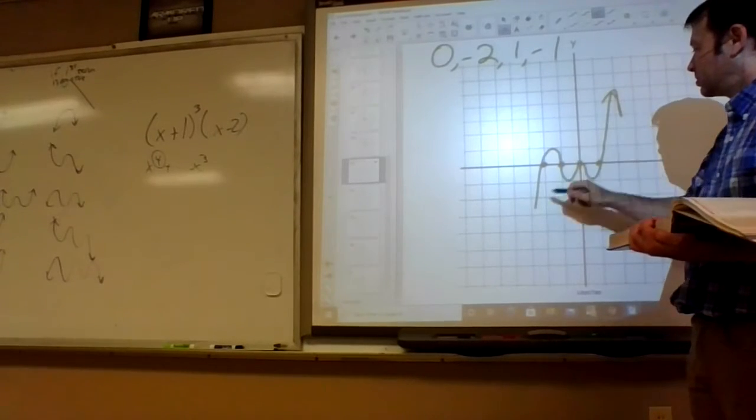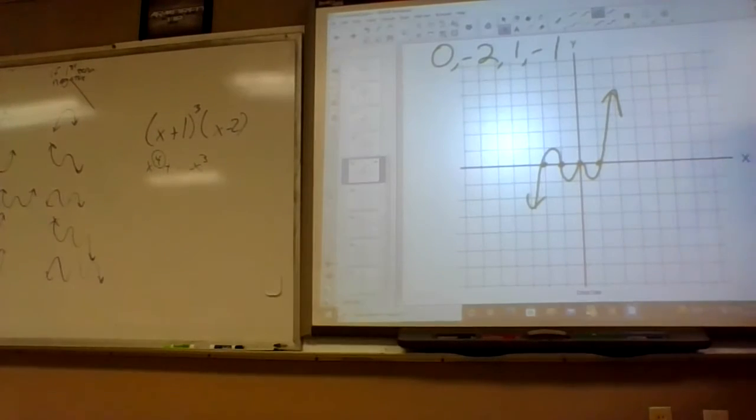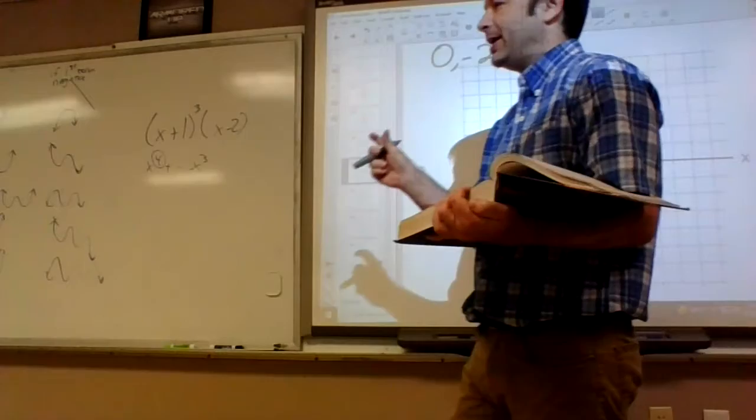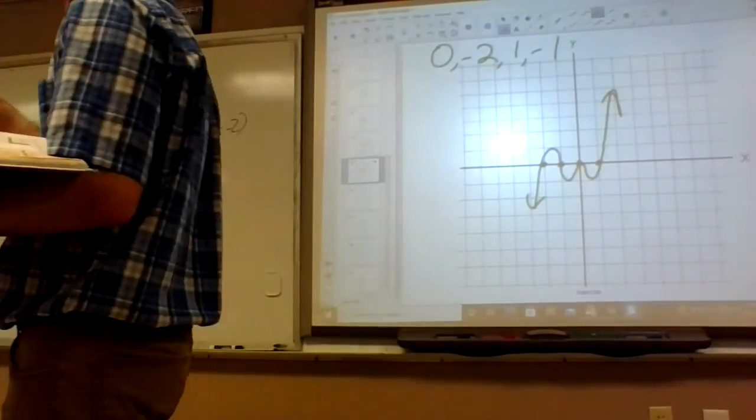With that translation. Oh, because 0 was a double root. How did you figure that out? 0 is a double root, so it doesn't just say x, it says x squared.